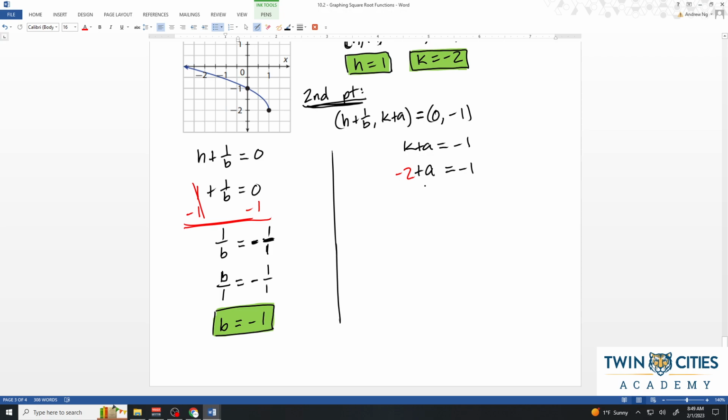And then over here, I've plugged in for k. Looks like I'm going to solve for a. So I'm going to add 2 to both sides, and I'll get a is equal to negative 1 plus 2. That's positive 1.